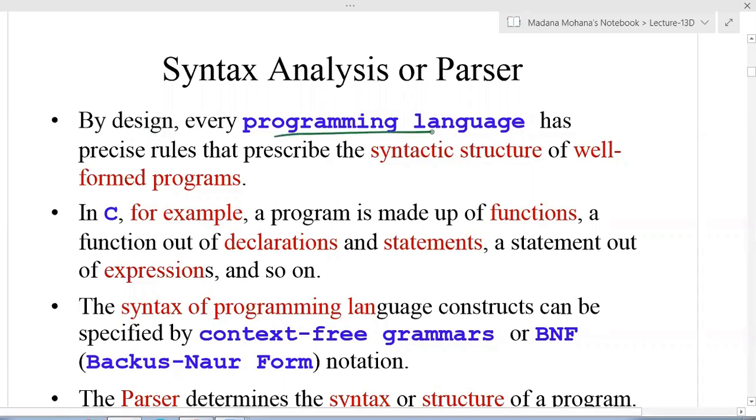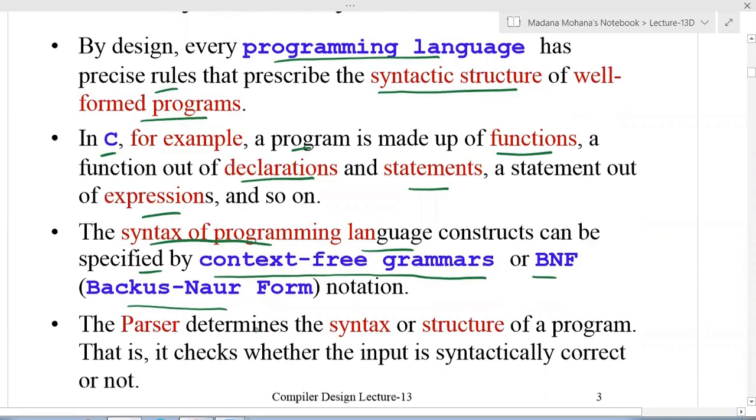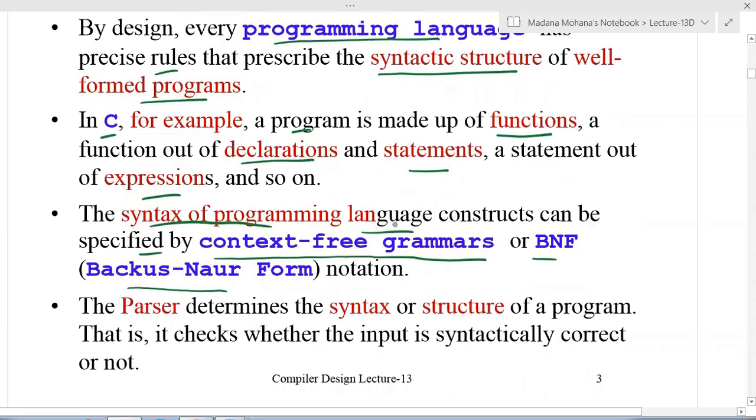By design, every programming language has precise rules that prescribe the syntactic structure of well-formed programs. For example, in the C language, a program is made up of functions, a function out of declarations and statements, a statement out of expressions, and so on. Now, the syntax of programming language constructs can be specified by using context-free grammars, also BNF notation, that is, Backus-Naur form notation. The grammar syntax can be defined using BNF notation.